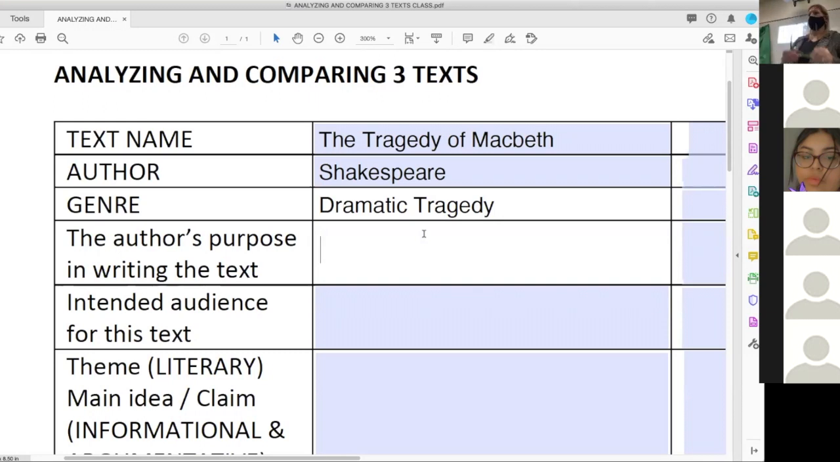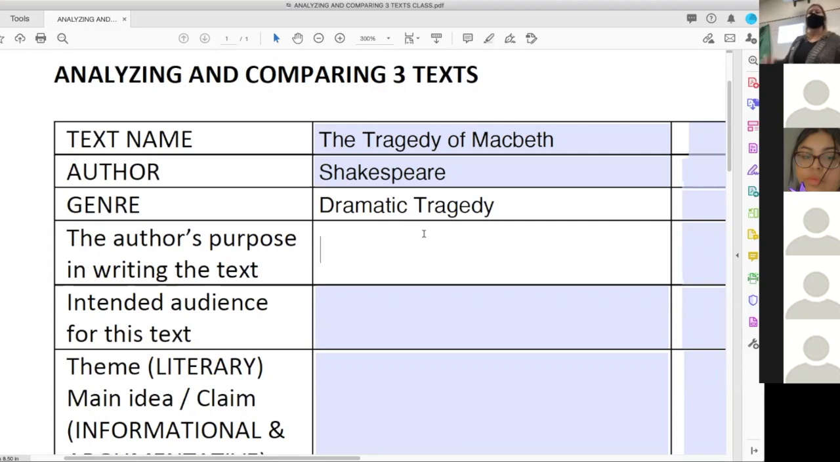So in thinking about author's purpose, when you're first learning about author's purpose in middle school, you probably remember learning an acronym for PIE, for thinking about author's purpose. So do you guys remember doing that? Okay, so what did the P stand for? Persuasion, to persuade. What about the I? Inform, and the E, entertain.